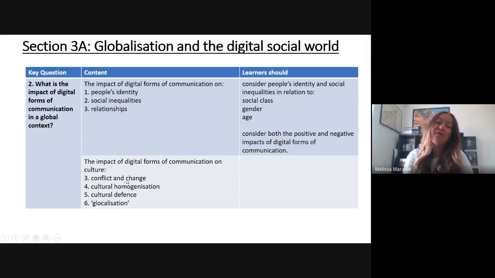Then the last part of section A, guys, is the impact on conflict and change with regards to conflict within culture. We'll be looking at cultural homogenization, so that's when cultures become the same. Cultural defense, which is to do with the idea that because of digital forms of communication, instead of everybody being together as one, people are kind of separated.